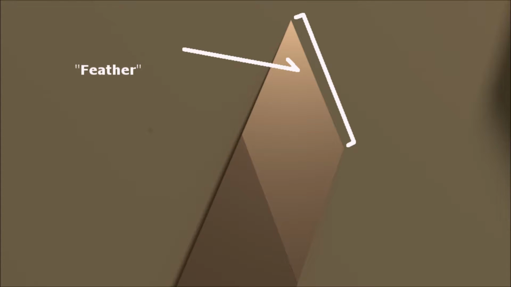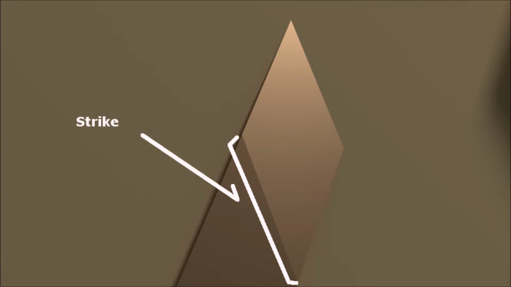A third edge is formed where the scarf face intersects the bottom of the board, forming a feathered edge. So we'll call this edge the feather. The fourth edge is formed where the scarf face intersects the top of the board. We'll call this edge the strike, a geologic term I borrowed for our purposes.